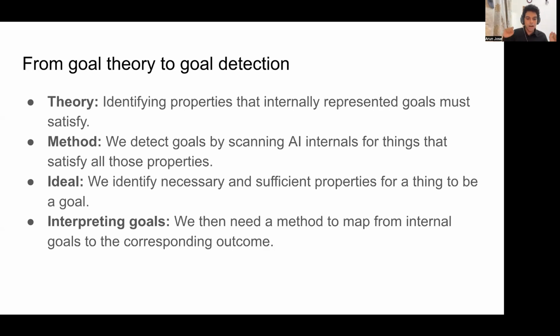And then you start figuring out what they are and verifying how well they hold in a general setting, etc. So the method here, once you're done with all of that, is you detect the goals by scanning the internals of the AI for any kind of high-level structure for which all of these properties hold true. And the ideal version of this is you identify enough properties that you have a sufficient description for an objective. Now, this doesn't necessarily look like a list of properties as such.